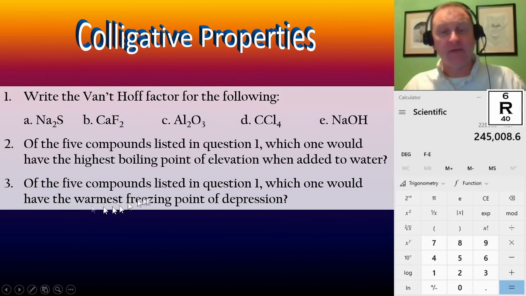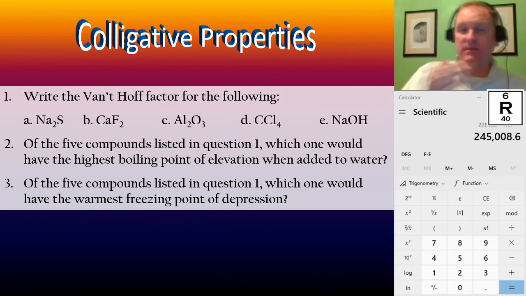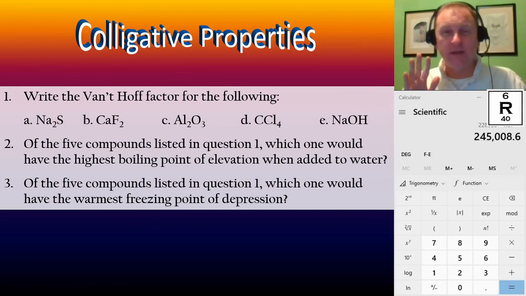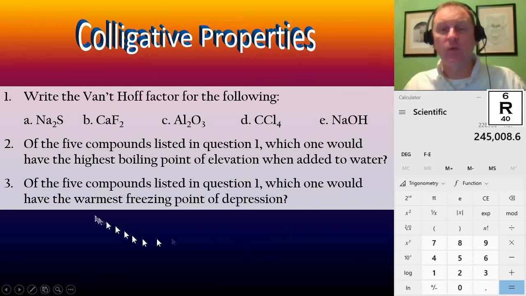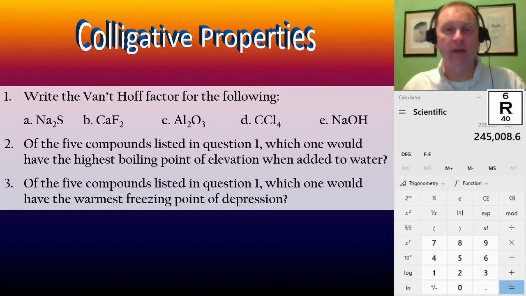And then of the 5 compounds listed in question 1, which would have the warmest freezing point depression? In other words, it doesn't freeze as much. So pay attention. The wording could be a little bit tricky. Which would have the warmest freezing point depression? Meaning it doesn't depress as much. It's the worst one at lowering the freezing point. So give those a try. Contact me if you have any questions, you want to go over your answers to this, and good luck.